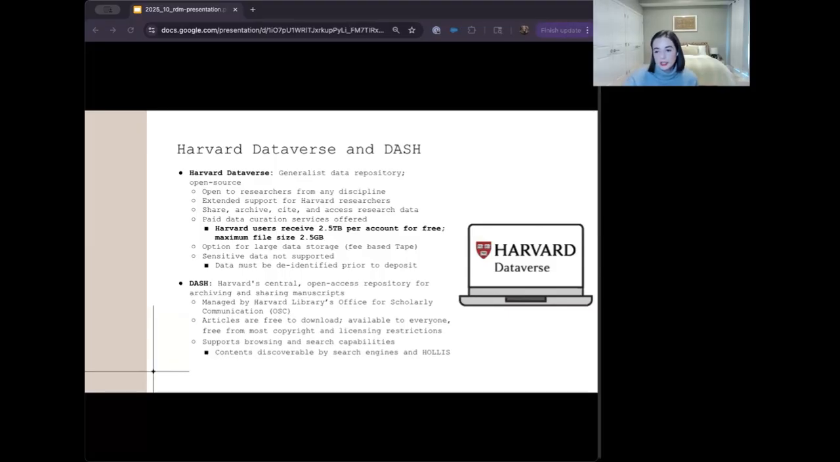And then there's also Dash, which is Harvard's central open access repository managed by Harvard Library. The articles from Dash are free to download, they're available to anyone, and they're free from most copyright and licensing restrictions. They also support browsing and search capabilities. So you can actually search using the Hollis search engine, the library's search catalog.